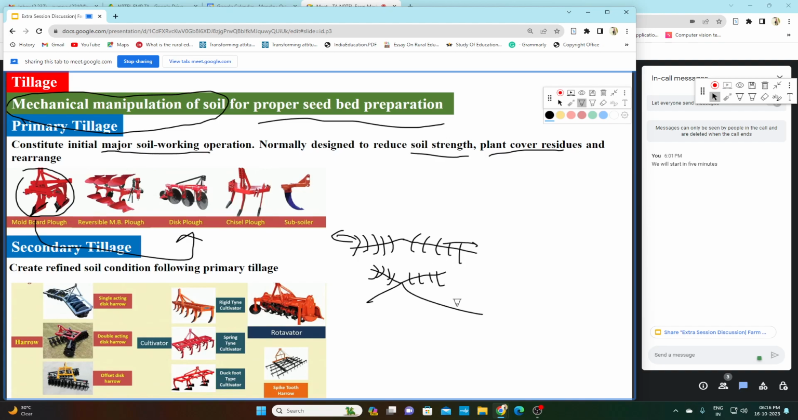It throws the soil outside, but the rear gangs, okay, these are the rear gangs, it will throw the soil inside. Okay, so that is double acting harrow. And we have offset disc harrow. Offset disc harrow, again same thing.